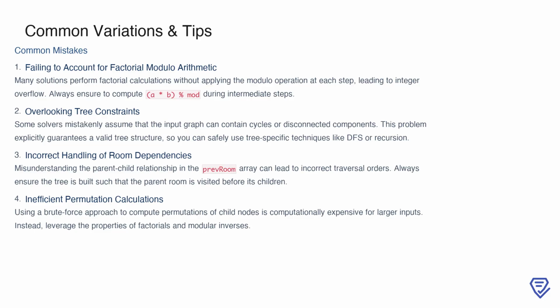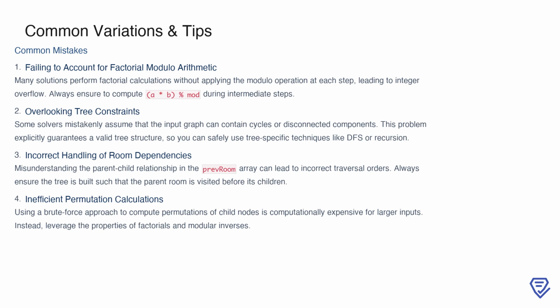The input graph is guaranteed to be a valid tree, meaning there are no cycles or disconnected components. This allows you to confidently use tree-specific techniques like depth-first search or recursion, which are optimized for these structures. Additionally, it's easy to misinterpret the parent-child relationship in the prevRoom array, which defines the room dependencies. To avoid traversal order errors, ensure that you construct the tree correctly so that each parent room is visited before any of its children. Finally, relying on brute force permutation calculations can be extremely inefficient for larger inputs.